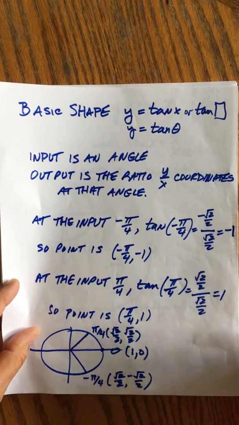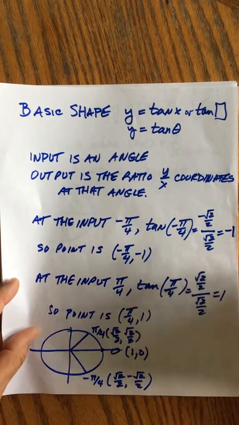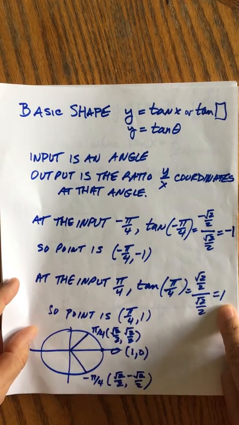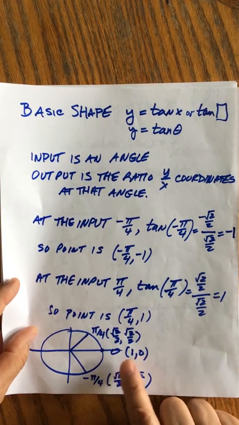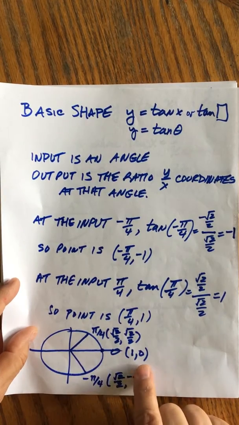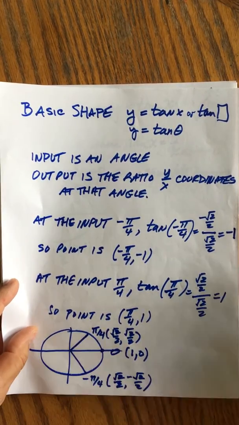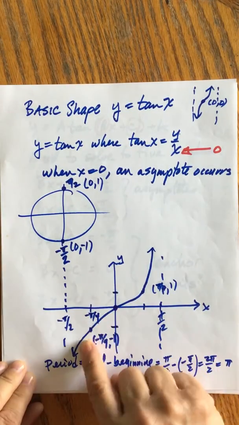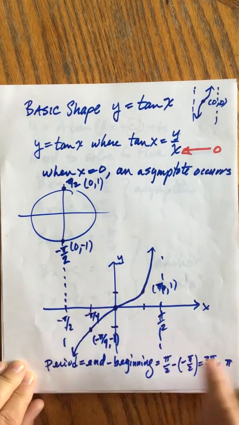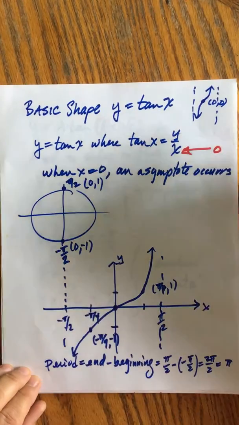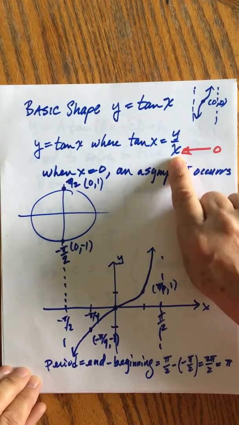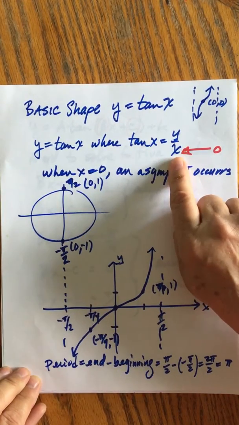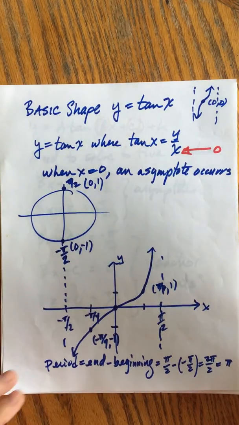So then you get the tangent of negative pi over 4 is negative 1. The tangent of pi over 4 is 1. And the tangent of 0 is 0 over 1, or 0. So that's how it looks on the graph, right? Here's your points. And then the asymptotes, because you have a variable in the denominator, if that variable is 0, then it gives rise to an asymptote.